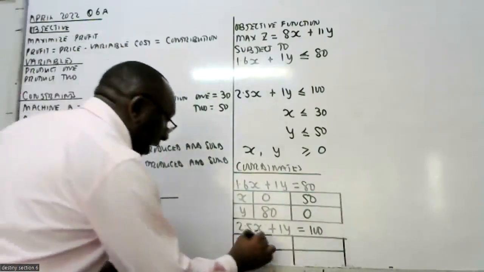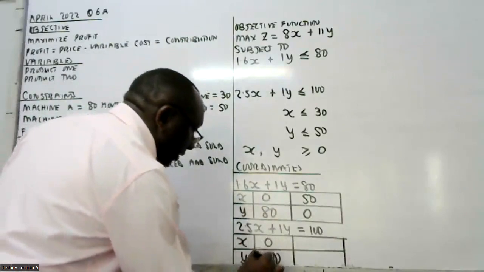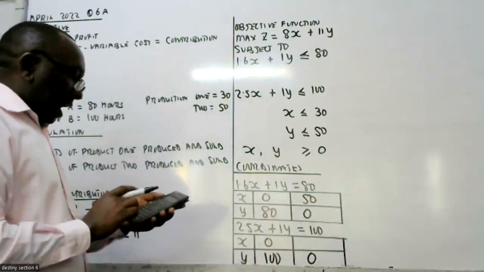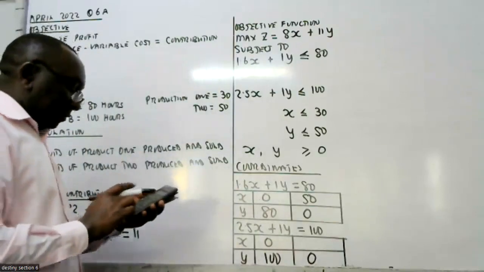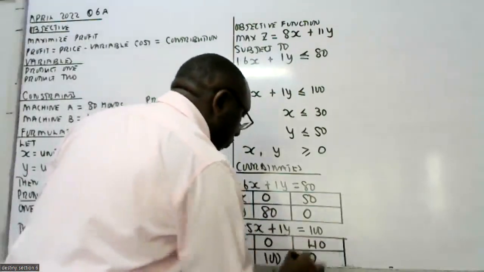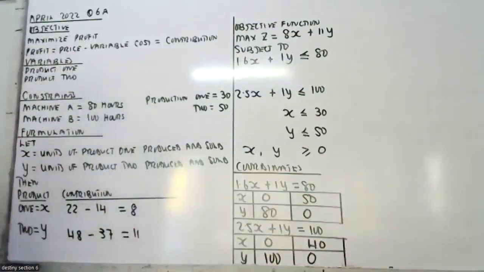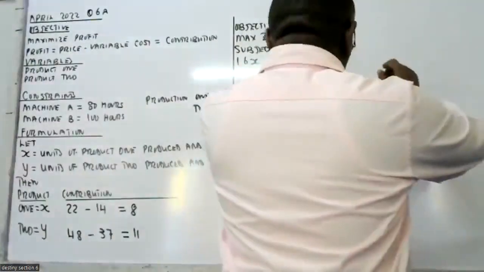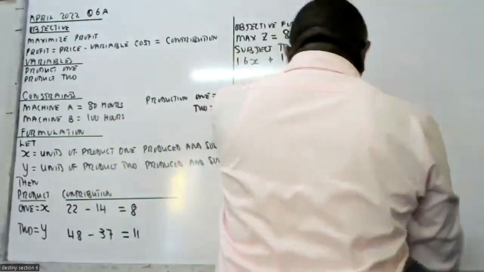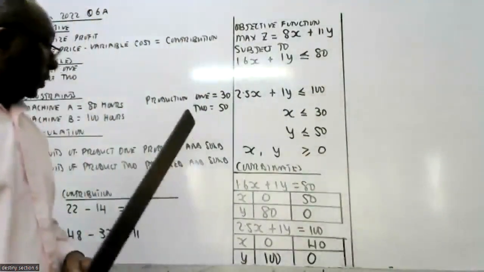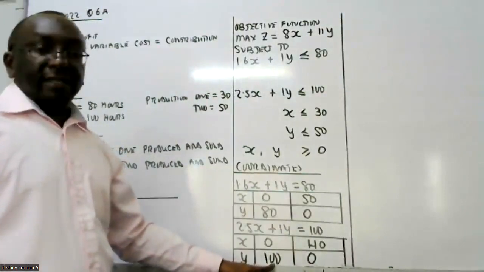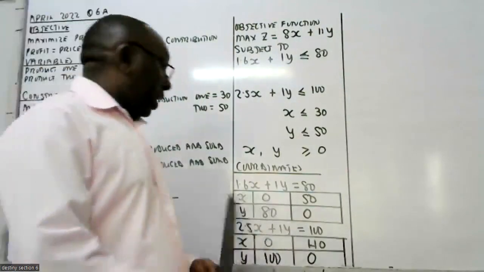Similarly, if you make x 0 here, y will be 100. And if you make y 0, x will be 100 divided by 2.5, which is 40. Then, as I told you, from there you look at the scale. You can see the highest for x is 50, and for y the highest is 100.